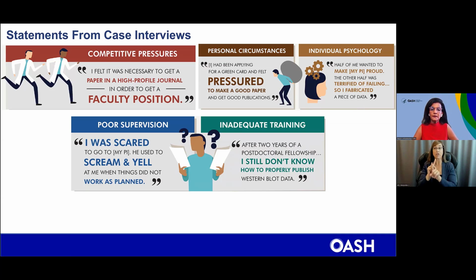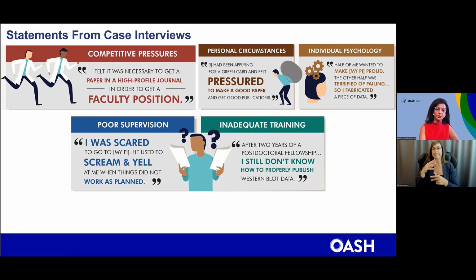"So I had been applying for a green card and felt pressured to make a good paper." That's a different kind of pressure. "Half of me wanted to make my PI proud, and the other half was terrified of failing. So I fabricated data." And the next one is poor supervision.